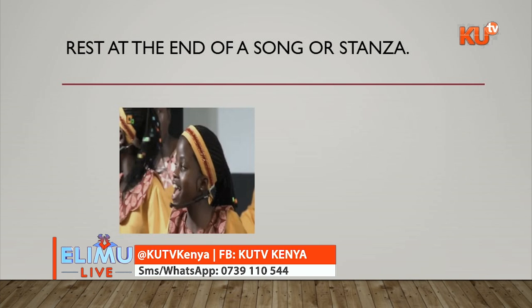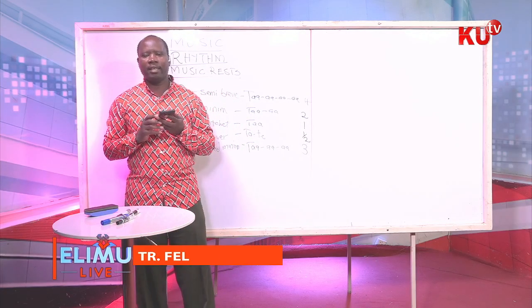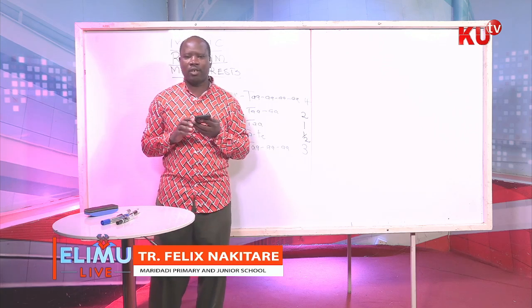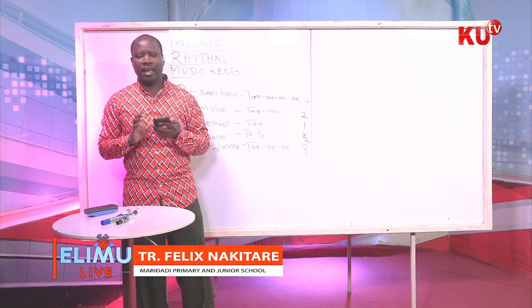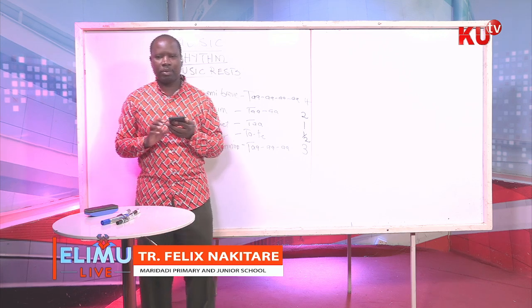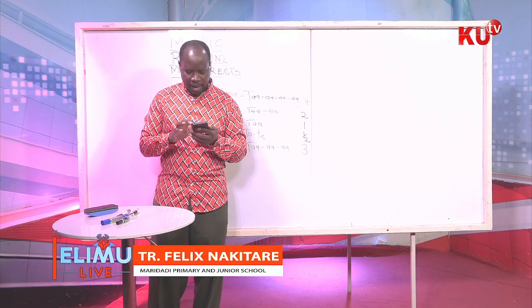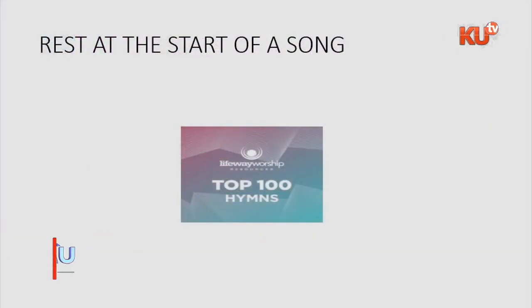Up to there, we can see that the song started with the words that were being sung by these children. Then, at the end of the first stanza, we just get only musical instruments and we cannot get any words. That is a typical example of music rest. Let's move to the next one, where the rest can come at the start of a song. Let's go together.